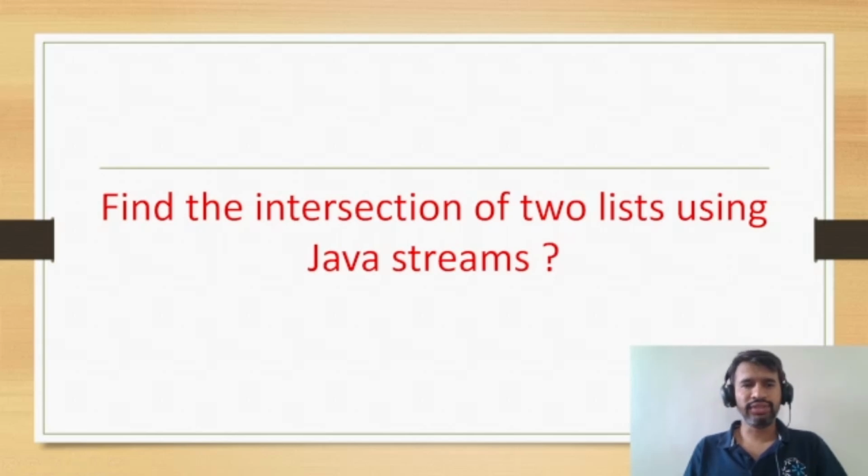Let us move on to the next question. The next question is, we have to find the intersection of two lists using Java streams. I'll reiterate the question: we have to find the intersection of two lists using Java streams. Basically, we have to print the common elements between the lists. So let's see how to do it using streams.